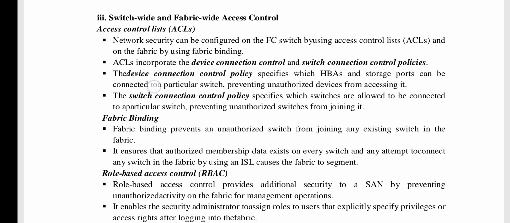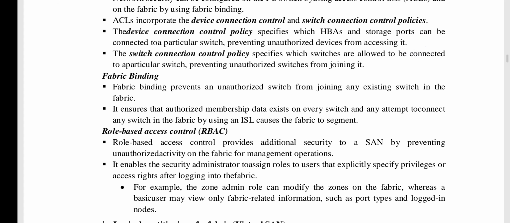Okay, that is the device connection control policy. Now in the switch control policy, it specifies which switches are allowed to be connected to a particular switch and prevents unauthorized switches from joining it. Okay, now fabric binding, we have seen port binding. Now fabric binding prevents an unauthorized switch from joining any existing switch in the fabric.